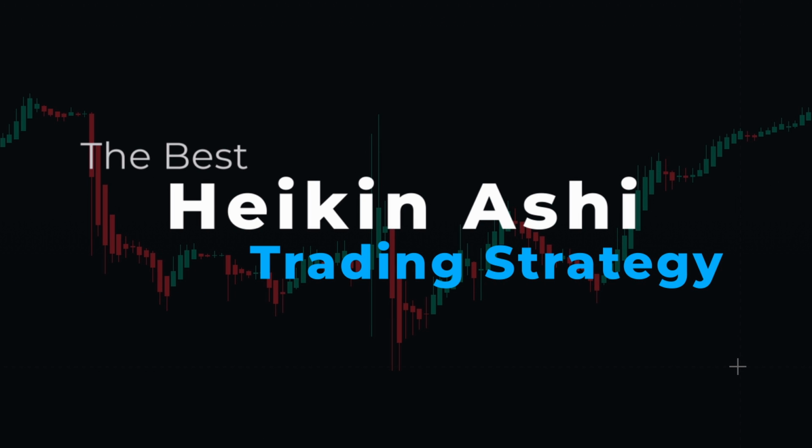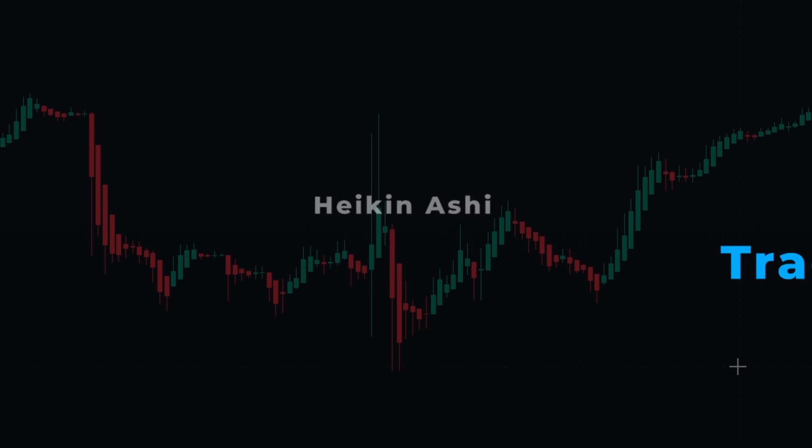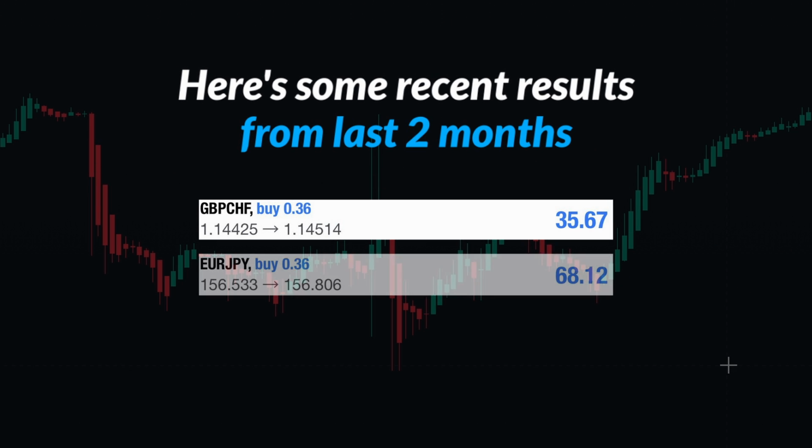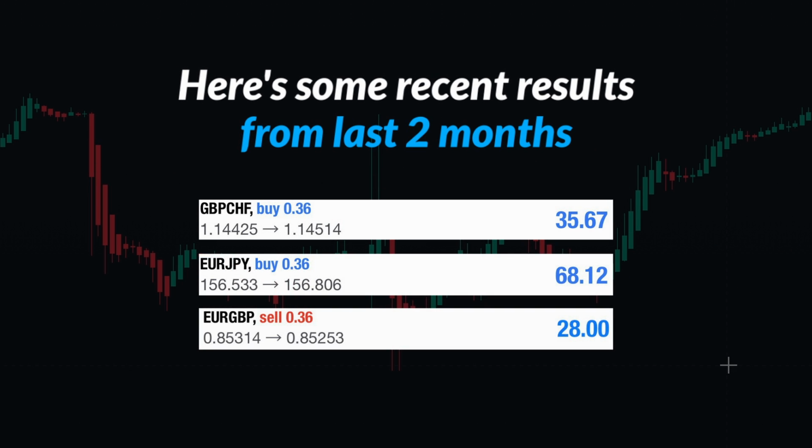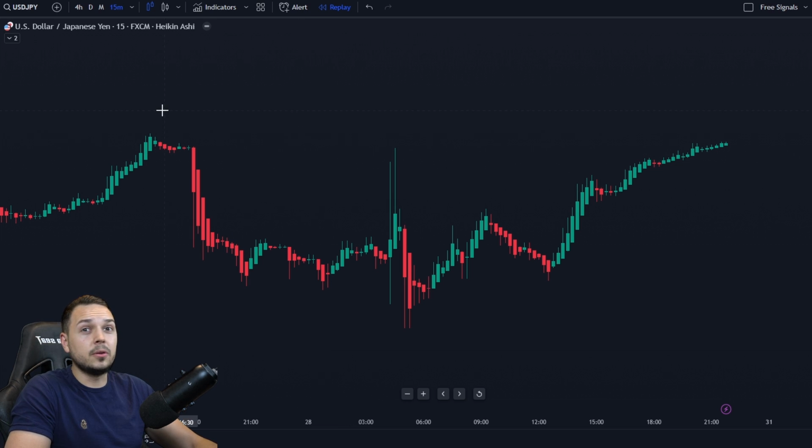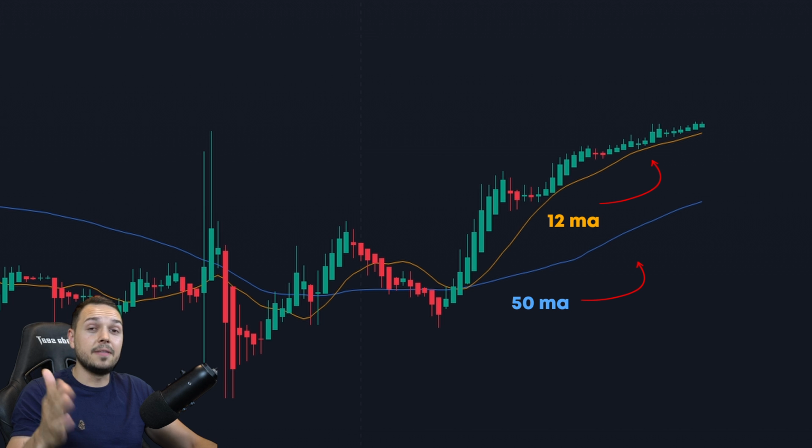Today I'm going to show you a Heikin Ashi trading strategy that is super good for Forex, crypto or stocks. It's simple to use and it has a good edge over a long period of time. So let's get started. Using the Heikin Ashi candlesticks, we will need two more indicators, which is the period of 12 moving average and 50 moving average.